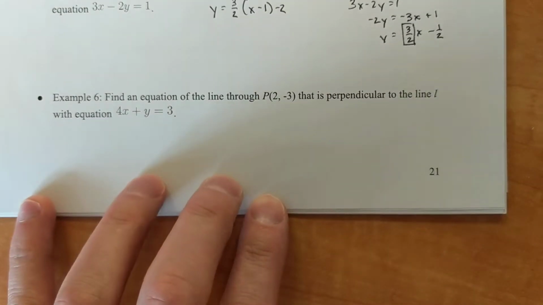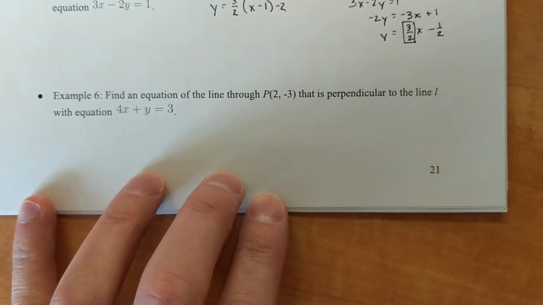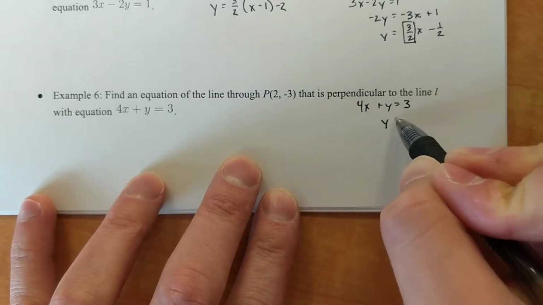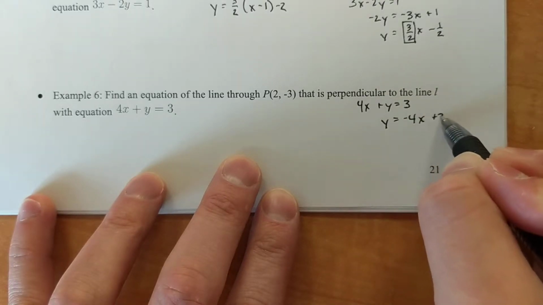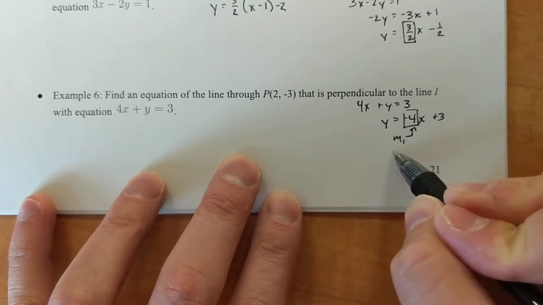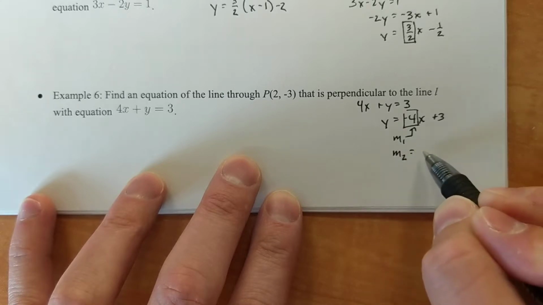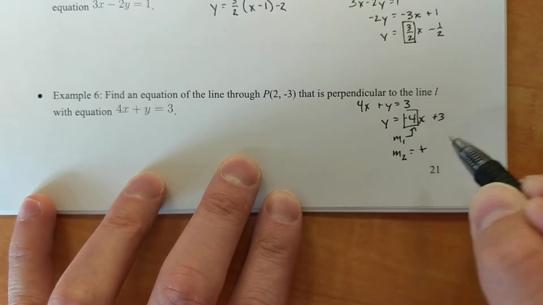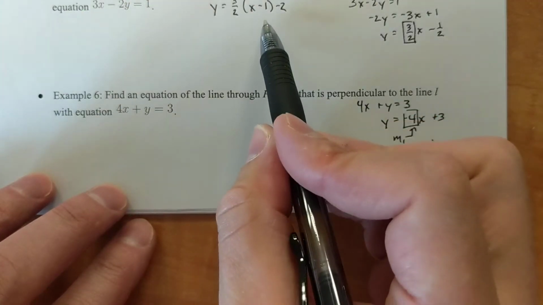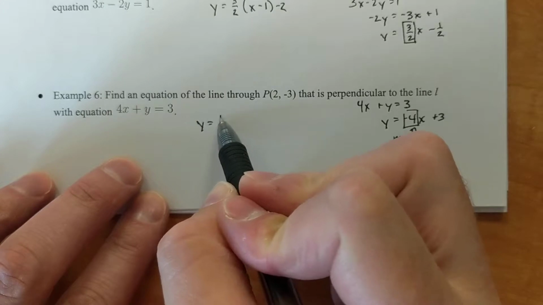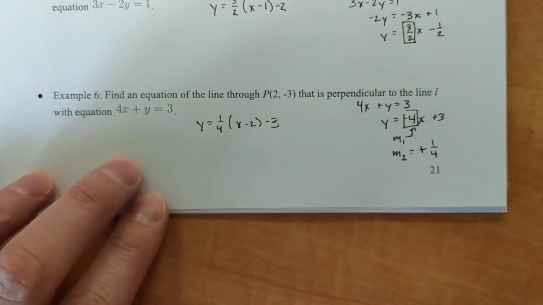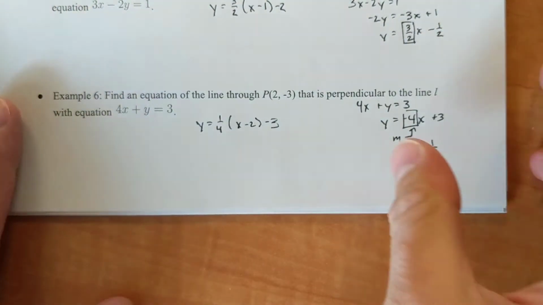All right, for example 6, similar thing, except I'm going to do perpendicular, but the first step is still the same. I need to figure out the slope of the line I am given. So -4x plus 3. This right here, that is m1, my given slope. So for my m2, I need to do the opposite: change the sign, negative becomes positive, and take the reciprocal, 1/4. And then the problem solves just like the one above. So y equals 1/4 x minus 2 minus 3. Distributing will give you slope-intercept form.